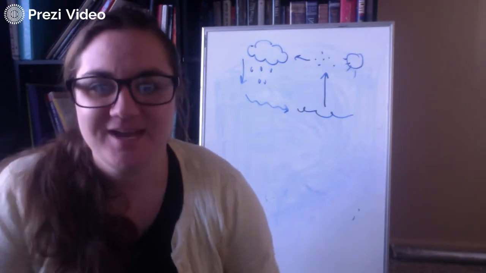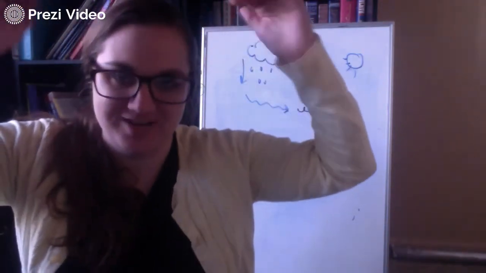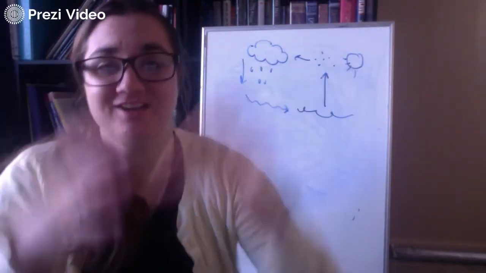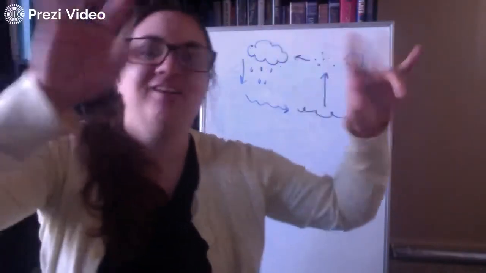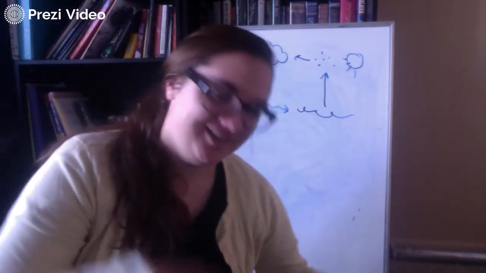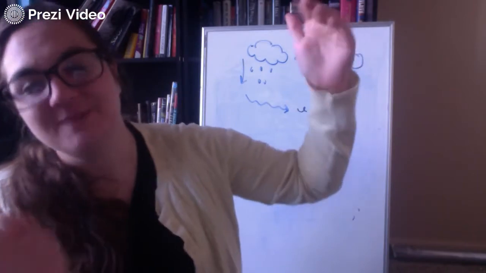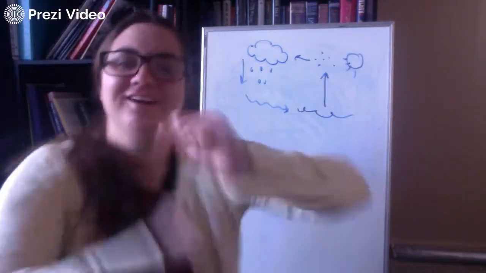Water raises up as evaporation. Evaporation. Evaporation. Clouds come together as condensation. Condensation. Condensation. Then it falls from the sky as precipitation. Then it goes back to the seas, and the whole thing starts again.